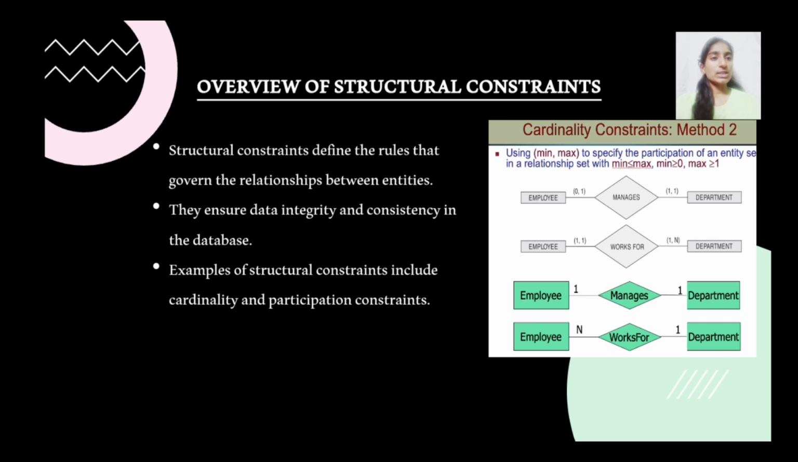Overview of structural constraints. Structural constraints define the rules that govern the relationship between entities. They ensure data integrity and consistency in the database. Examples of structural constraints include cardinality and participation constraints.